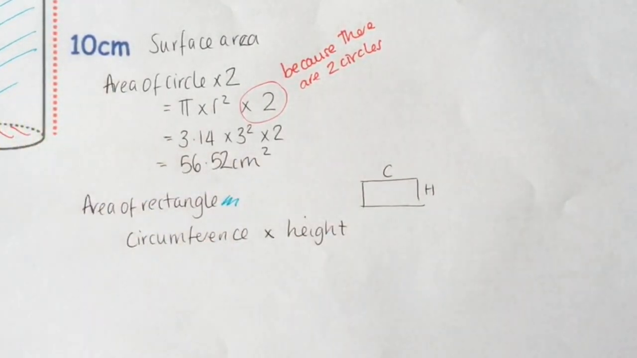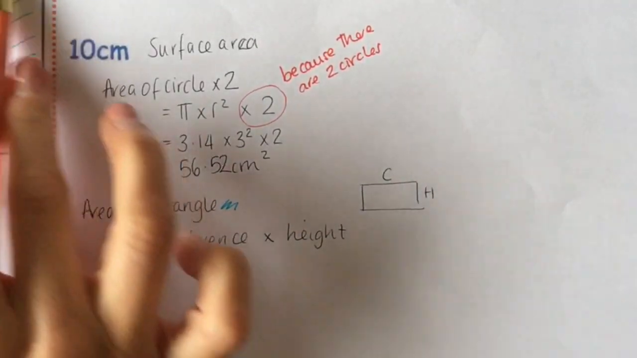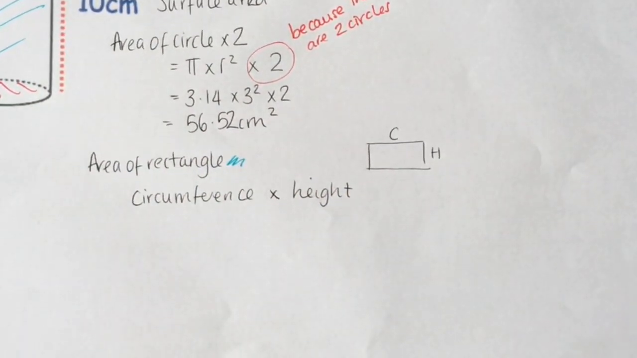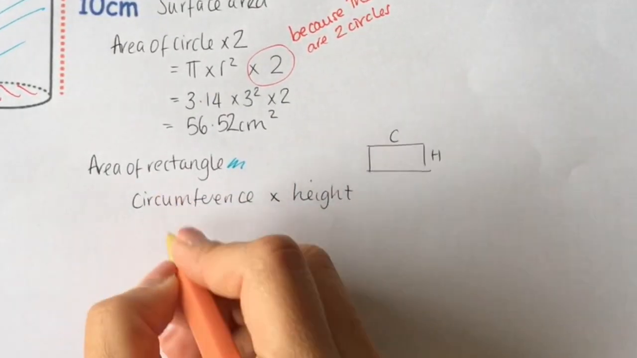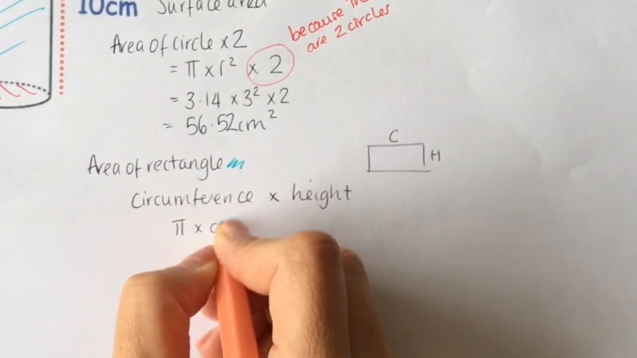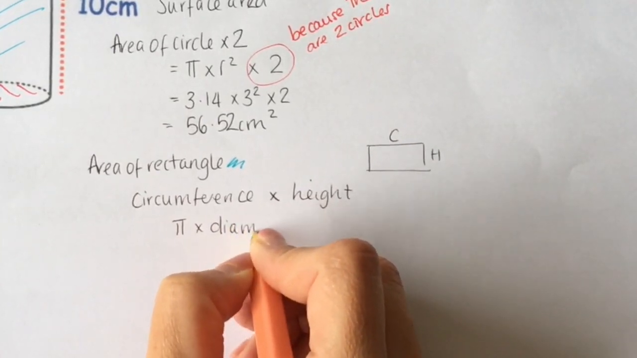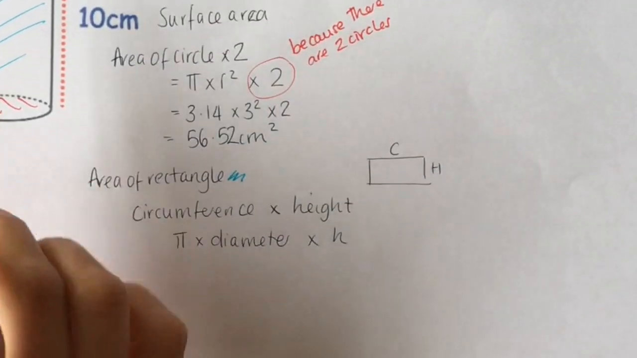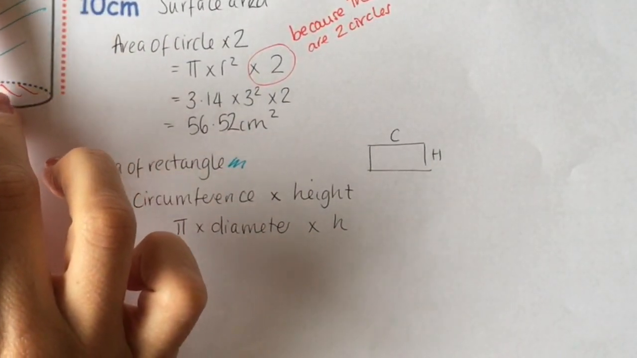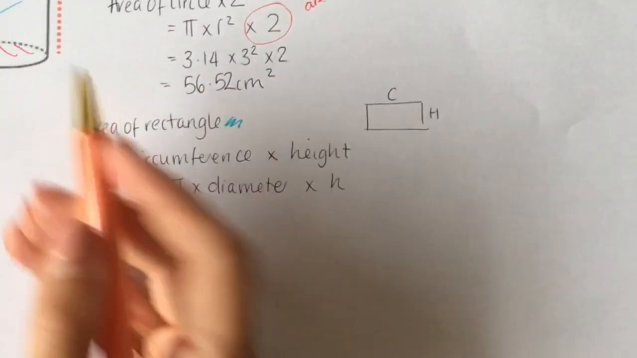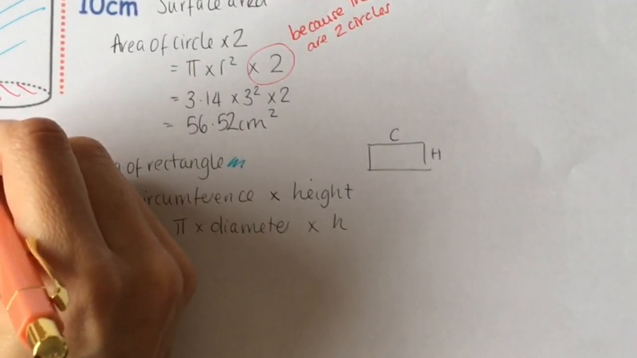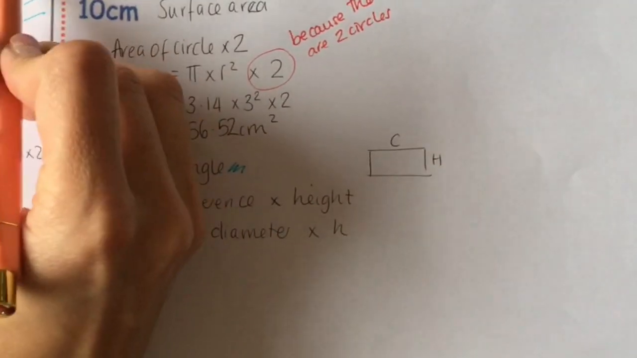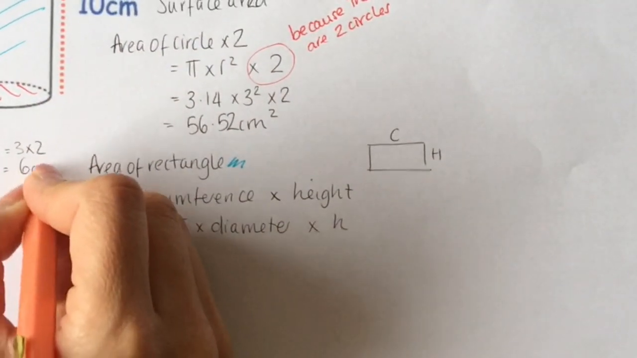So that's what we need to work out. We know the height is 10, that's nice and straightforward. But how do we work out circumference? Well, that again should have been in your perimeter and area lesson. So the circumference of a circle is pi times diameter. And then we're going to times it by the height. Now, I've just mentioned diameter. Diameter is the distance all the way across the circle. So the diameter of this circle is 3 times 2, because it's double the radius, which is 6 centimetres.